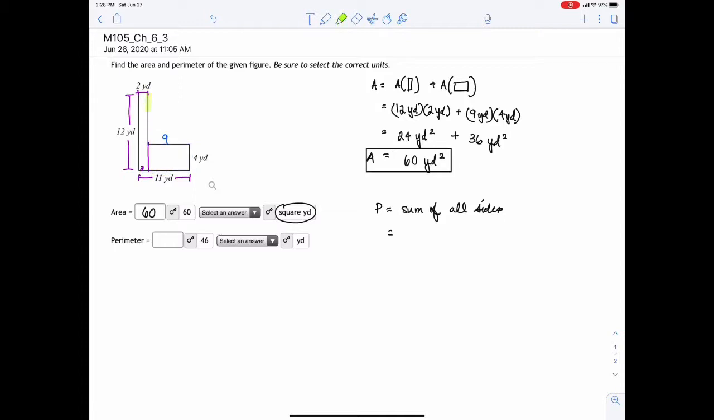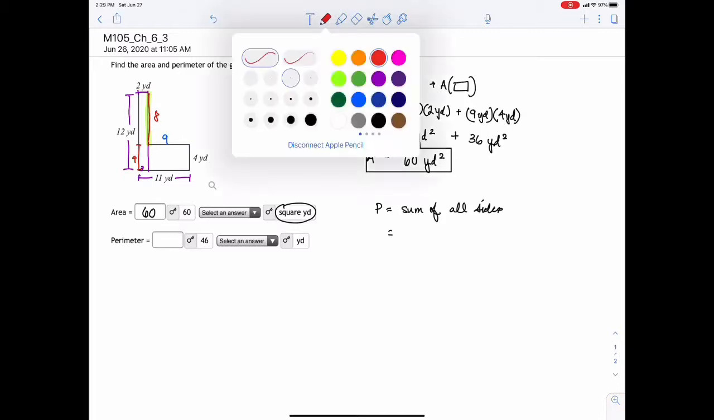So in order to find this piece here, I notice that I have the long piece is 12, and this piece from here to here, notice it's all the same length of 4. So if this little piece from here to here is 4, then this length here would be 12 minus 4, which is 8 yards. And now we can go ahead and just start here and add along 12, 2, 8, 9, 4, 11 really quickly. So let's go ahead and do that.